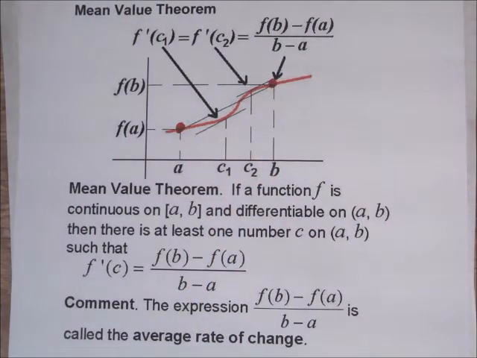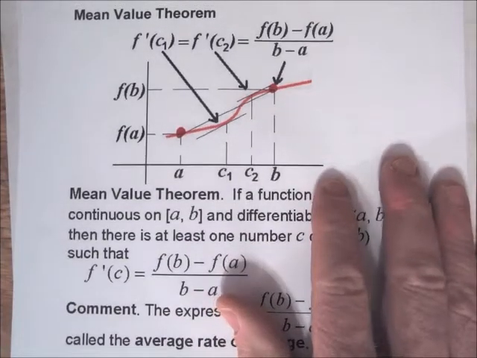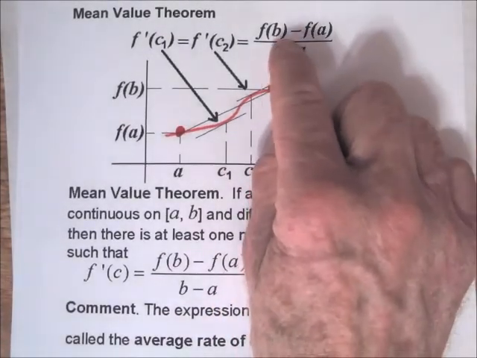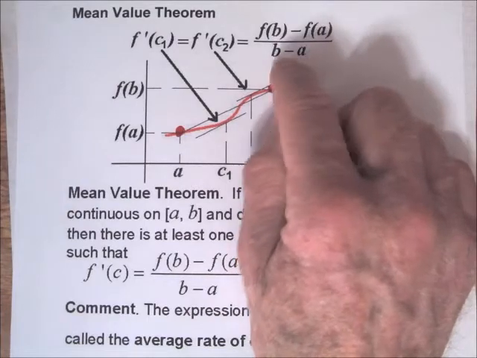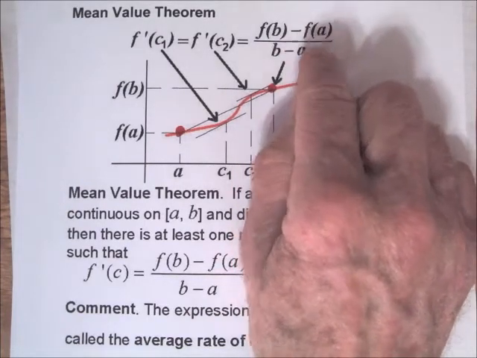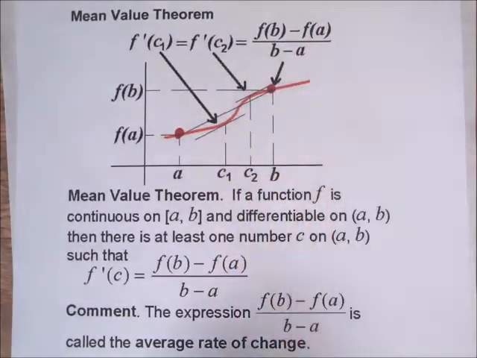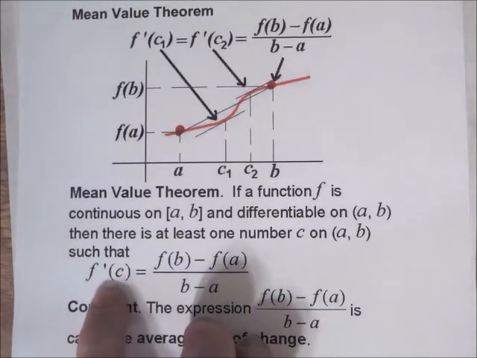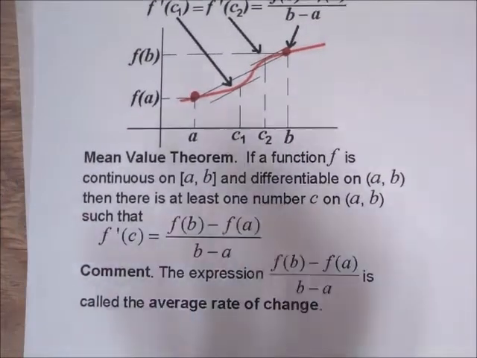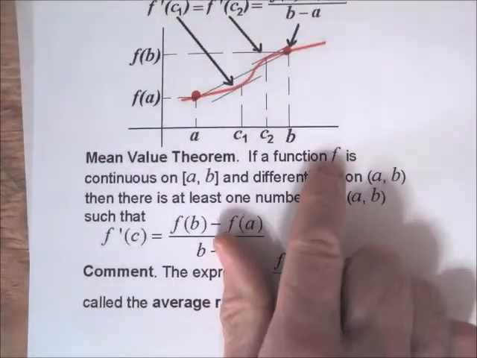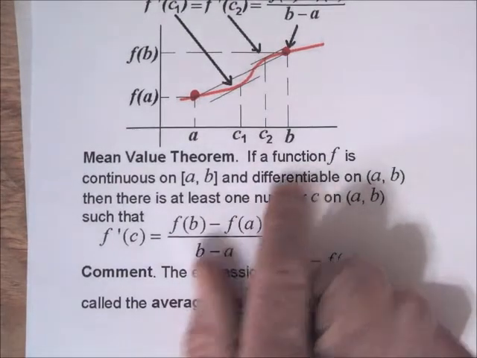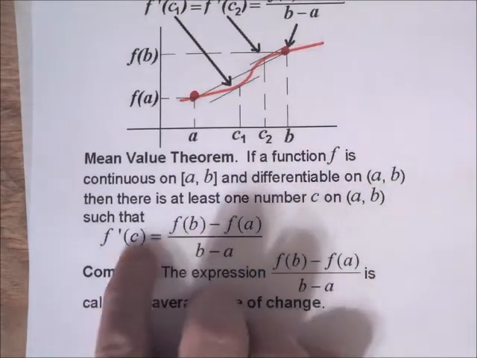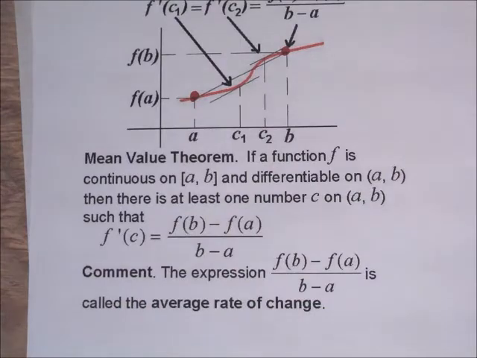The slope of the secant line is the difference of y values divided by the difference of x values, right? f of b minus f of a over b minus a. And the slope of the tangent line is given by the derivative, f prime of c. So if f is continuous and differentiable, then there's at least one number c such that f prime of c is equal to f of b minus f of a over b minus a.